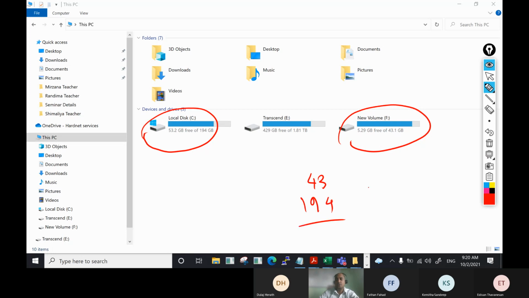Actually this is 256 GB. I have an SSD. Actually this is M.2.